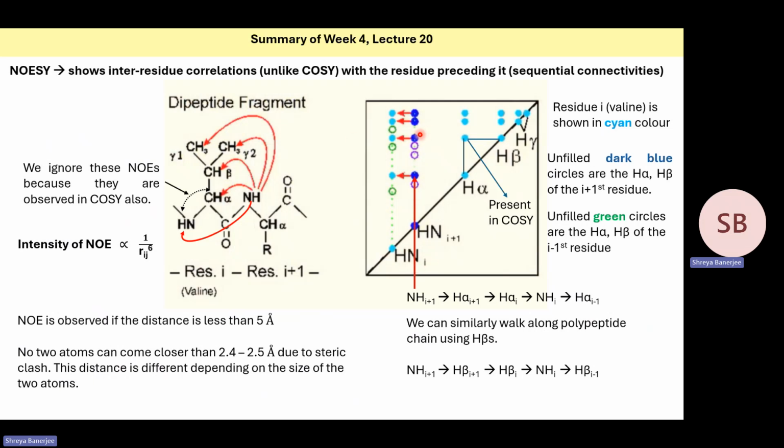NHi+1 is connected to beta of i+1. So NHi+1 is connected to beta i+1, shown by the red arrow here. Beta i+1 is connected to beta i-1, so the beta of the previous residue. Then that will be connected to the NH of the previous residue. That will be connected to the beta of the residue before that. So like that, there are sequential connectivities and it will help you predict the amino acid sequence of the protein.